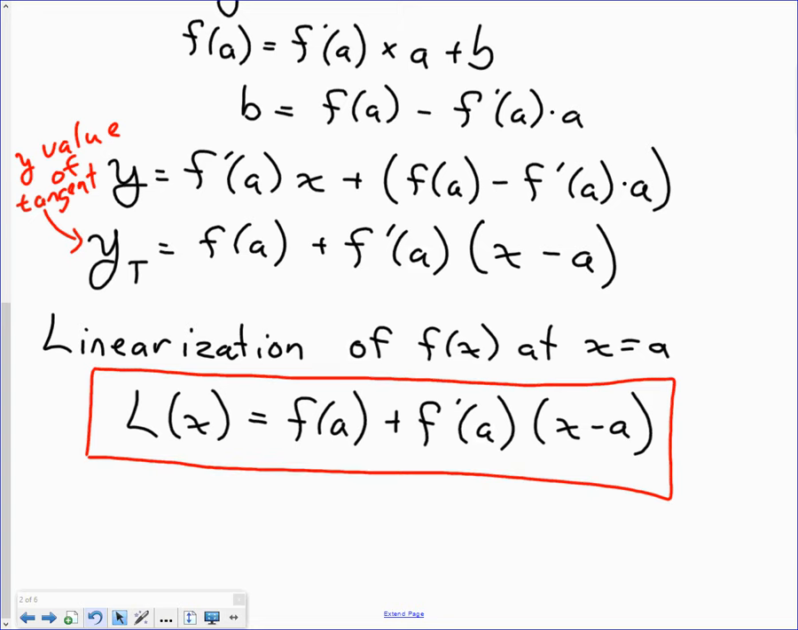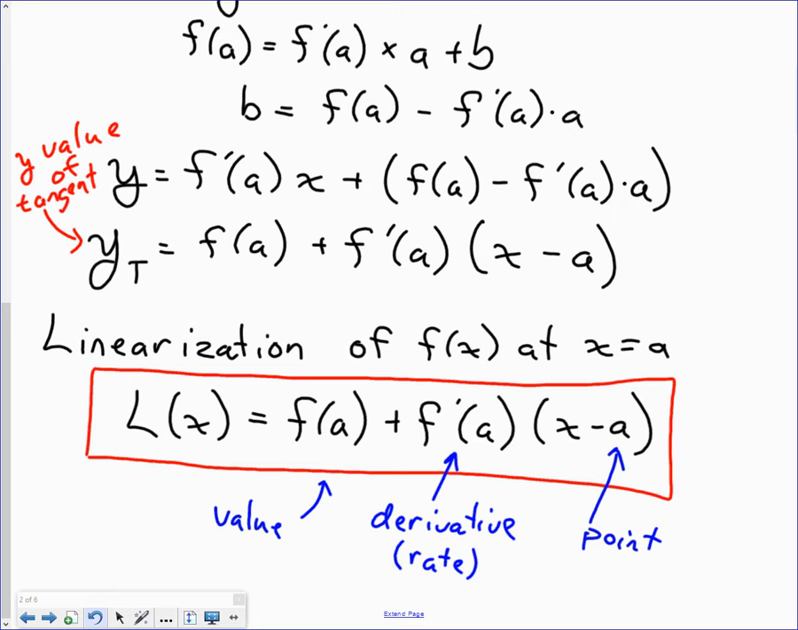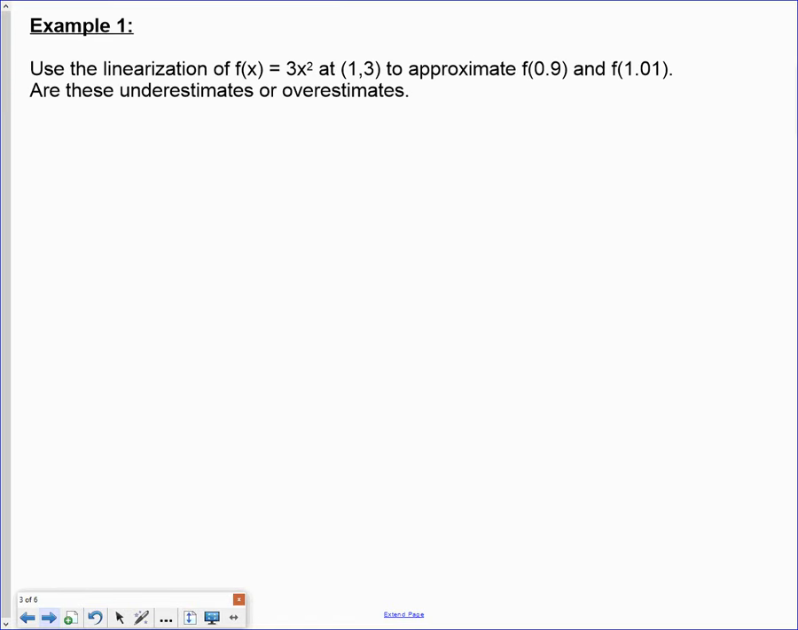So once again, if you know the value of the function at some point a, you also need to know the point that you're interested in, and you know the value of the derivative at that point, or the rate of change, then you can get the linearization equation pretty easily here. Okay? So let's look at an actual example here.